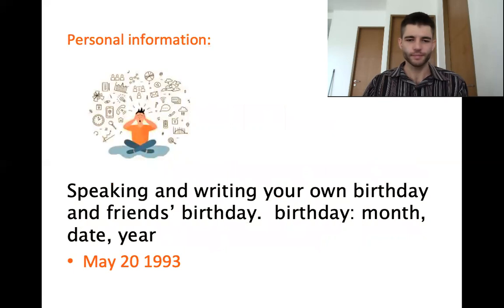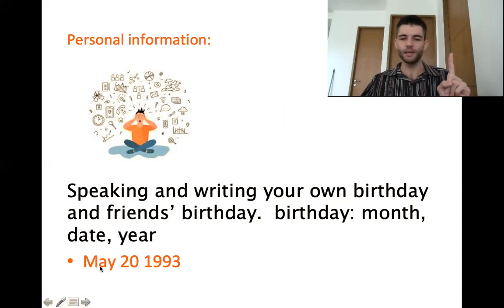Okay. And then it says, speaking and writing your own birthday and a friend's birthday. We start with month, date, and year. So it says May 20, 1993. That is when I was born. That is my birthday. So the month would be May, the day will be 20, and the year 1993.